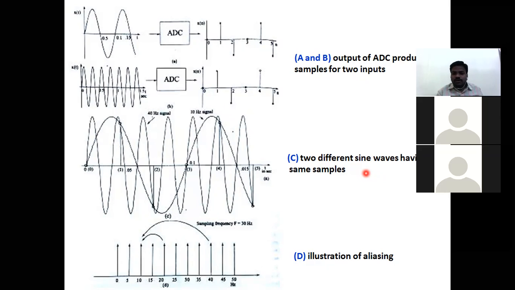Now, illustration of aliasing. If you consider the sampling frequency fs equal to 30, like you see in case number 3, that means C, a 40 hertz signal and a 10 hertz signal. In between the 40 hertz signal and the 10 hertz signal, I have taken a sampling frequency of 30 hertz. Now what is a sample and where do we take the sample? That is the very important point you need to remember in the case of aliasing. Some type of distorted waveform. At 10 hertz, you will have some distortion. Whenever you have distortion, it is not possible to get the original data. That is the point you need to remember.